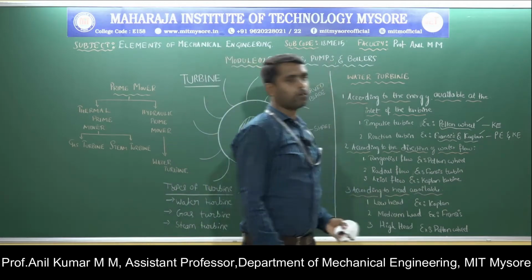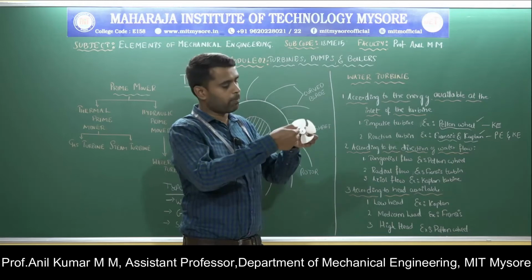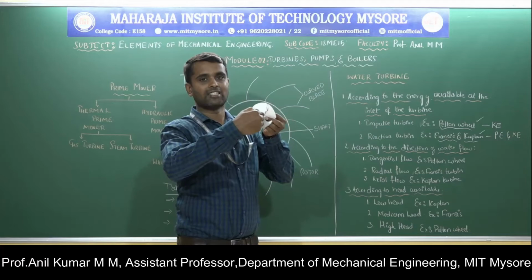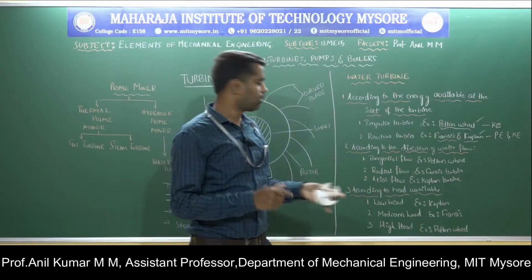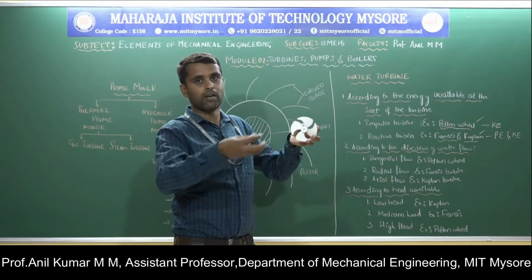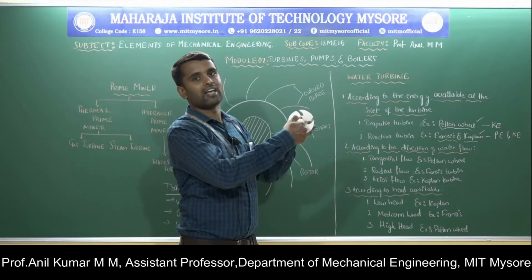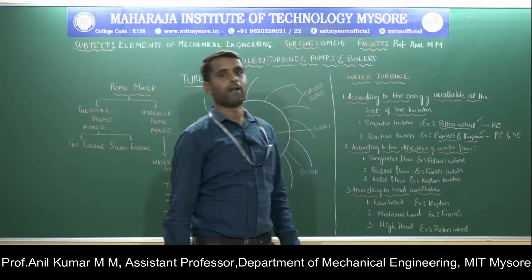Next, axial flow turbine. The water strikes the runner blades in the axial direction. That means parallel to the axis of rotation of the runner. Water strikes the runner blades parallel to the axis of rotation of the runner. That type of turbine you can call an axial flow turbine. The axial direction is nothing but parallel to the axis of rotation. An example of an axial flow turbine is the Kaplan turbine.